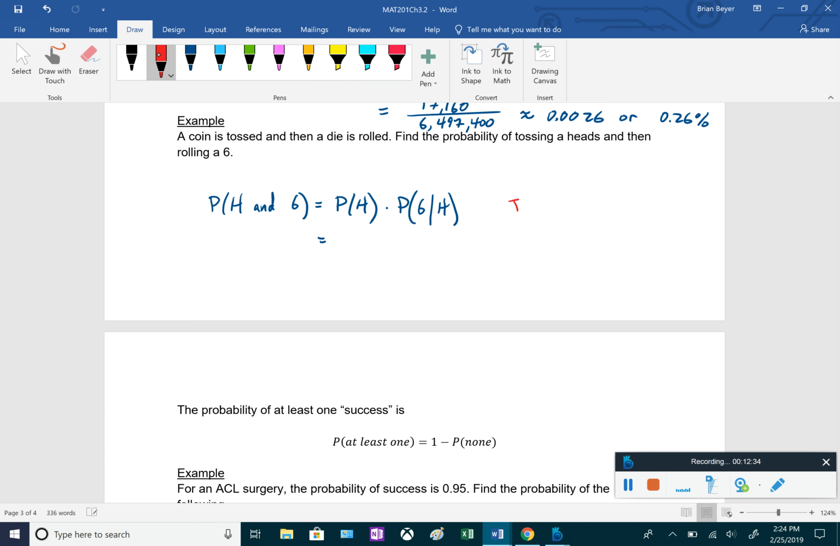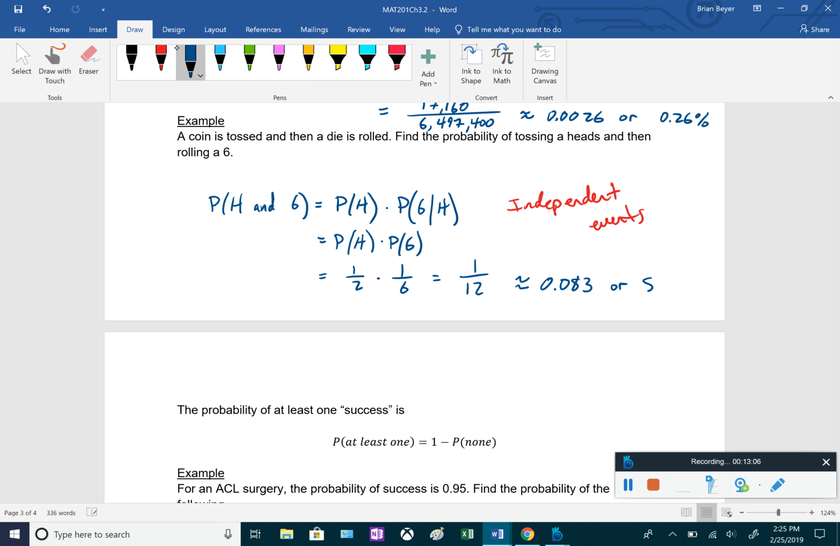So these are actually independent events, right? We already said that doing one of these does not affect the other one. So since these are independent events, this is just going to equal the probability of a heads times the probability of rolling a 6. Probability of a heads, assuming it's a fair coin, is 1/2. Probability of rolling a 6 is 1/6, 1 out of 6. Multiplying these, we get 1/12, which is about 0.083. So there is an 8.3% chance of this happening.